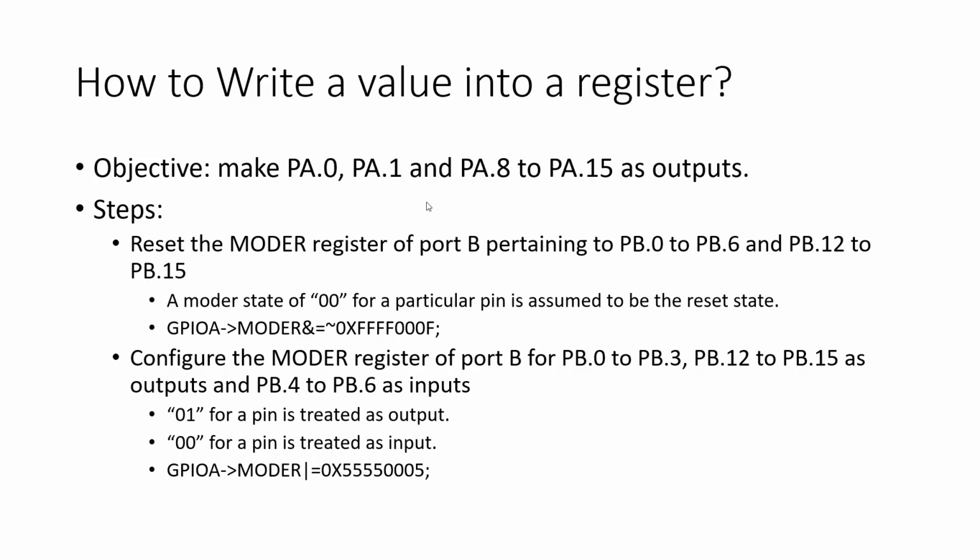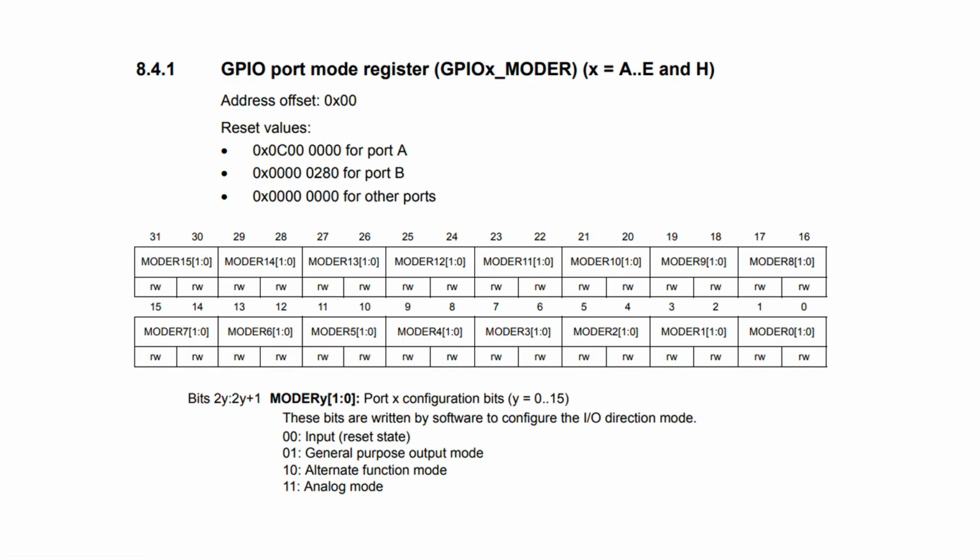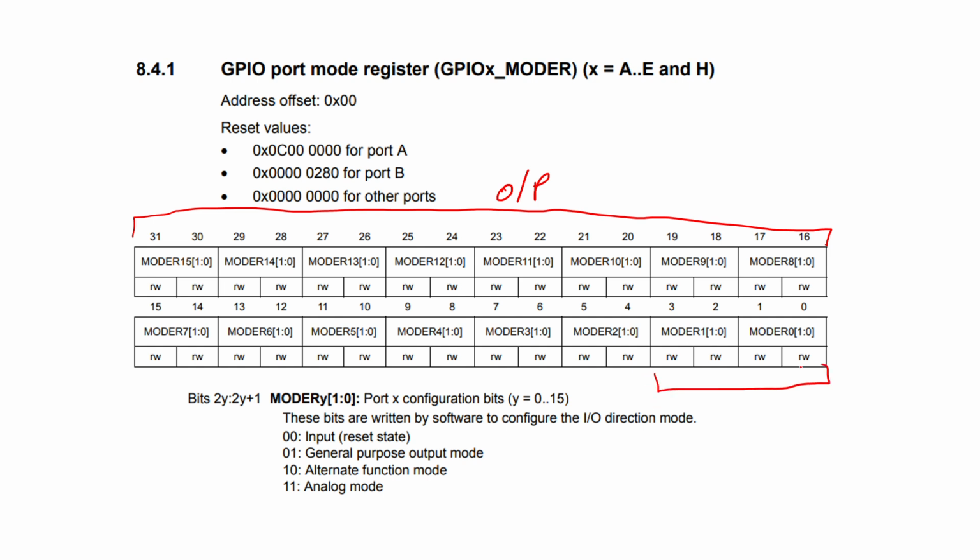So now our objective will be, we have to make PA0, PA1 and from PA8 to PA15 as outputs. If you go through the mode register of port A, what we are intending is, we need PA8 to PA15. So all these pins, we need them as outputs. And PA0 and PA1, we need them as outputs again.